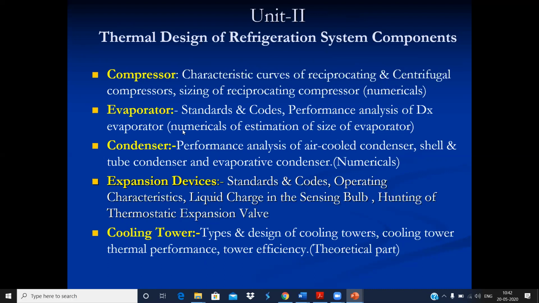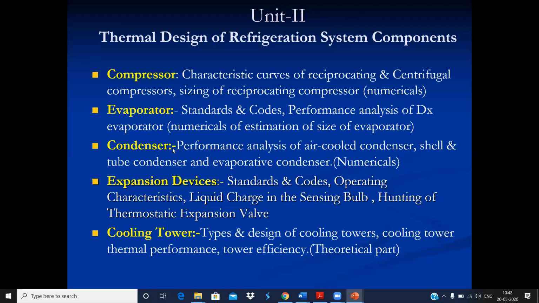Evaporator will mainly discuss the design aspects, so designing of DX type evaporator and flooded type evaporator. For the two types of evaporators, only a numerical treatment we are going to cover. Condenser, mainly the design of air-cooled condenser and shell-and-tube condenser. Again, the numerical part is there because the theory part you already covered in the TE syllabus, that is RAC.